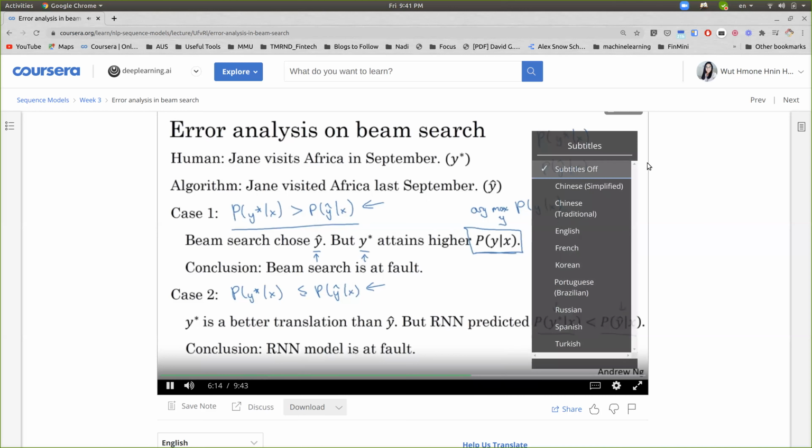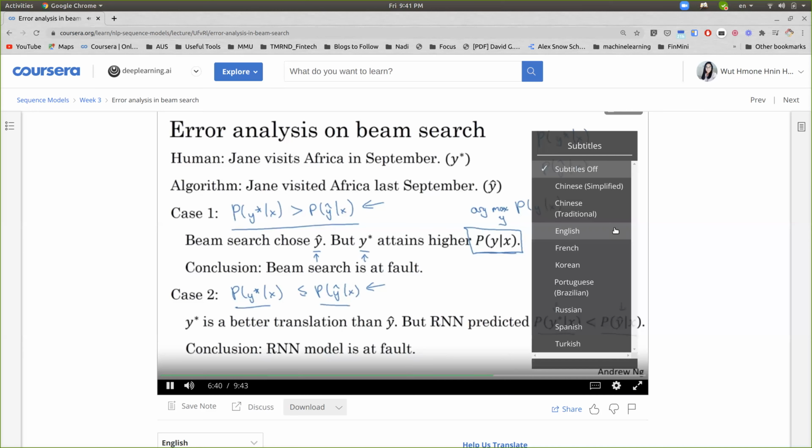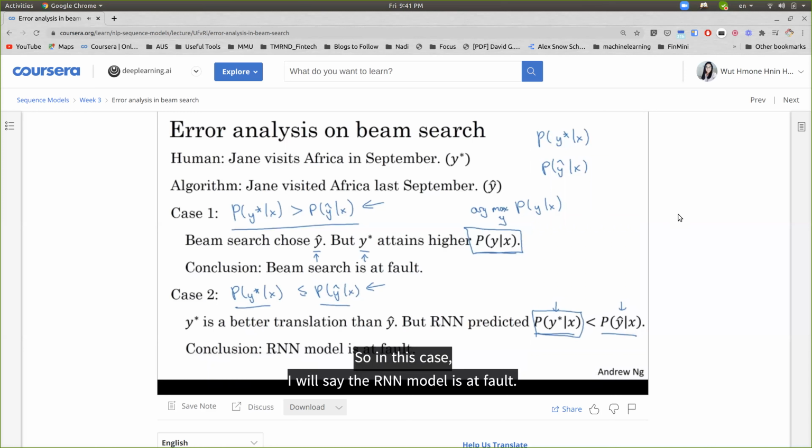There are some subtleties here pertaining to length normalization that I'm glossing over. If you are using some sort of length normalization, instead of evaluating these probabilities, you should be evaluating the optimization objective that takes into account length normalization. But ignoring that complication for now, in this case, what this tells you is that even though Y star is a better translation, the RNN ascribed Y star a lower probability than the inferior translation. So in this case, I would say the RNN model is at fault.